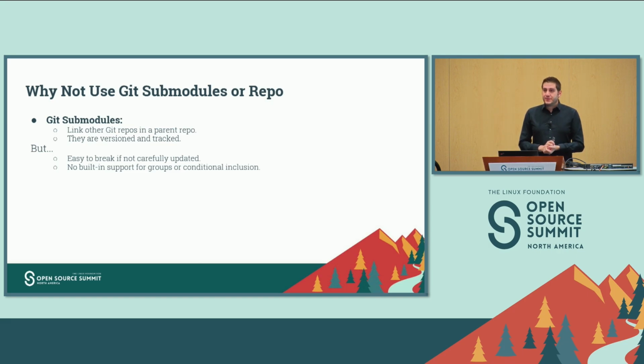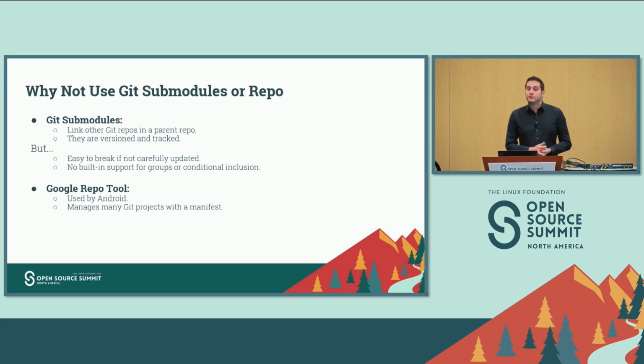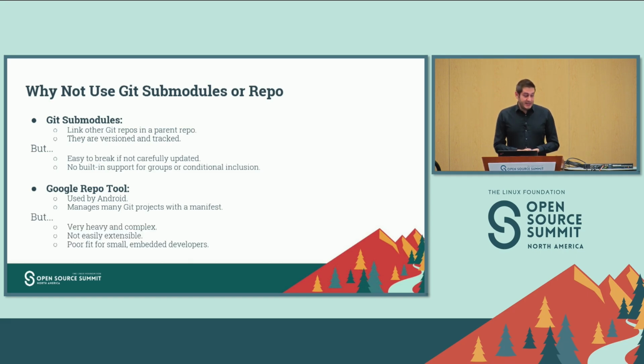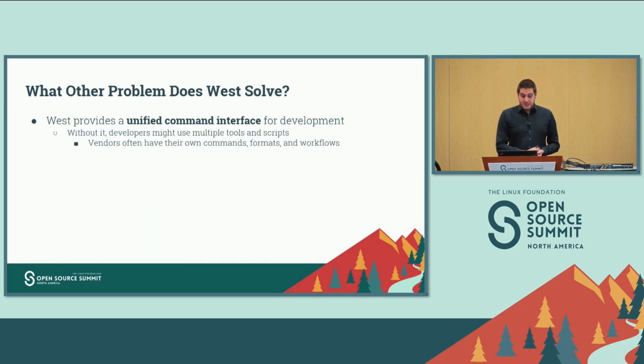This is why we also have Google Repo, which is also very powerful and has been used in embedded for a long time. It is also used by Android and other very large projects. It has a manifest and it works very well. But at the same time, it is very heavy and complex, and not easily extensible. We cannot easily add custom commands, and it is a poor fit for small embedded systems.